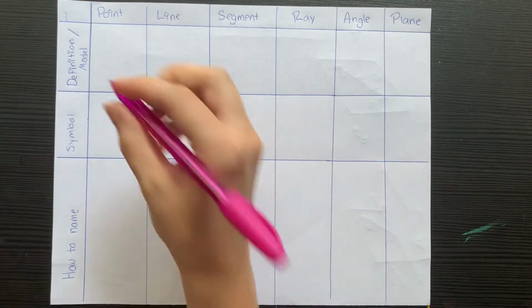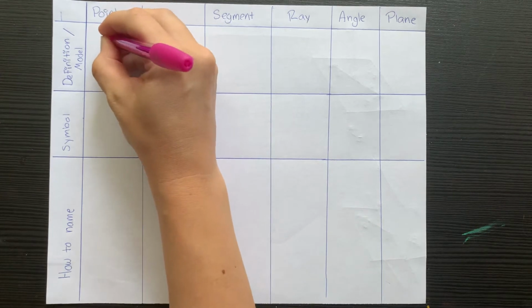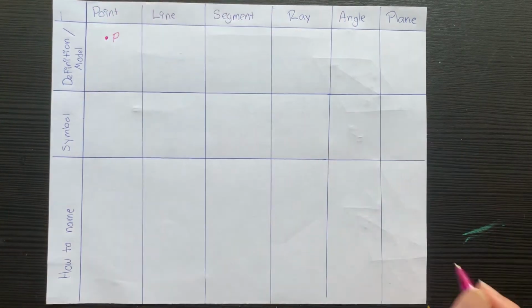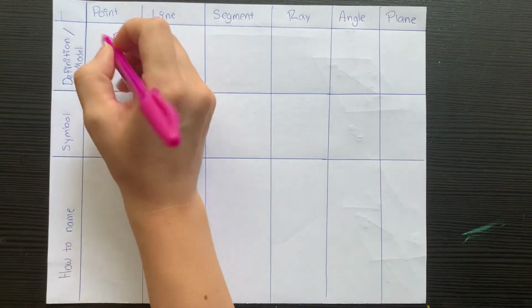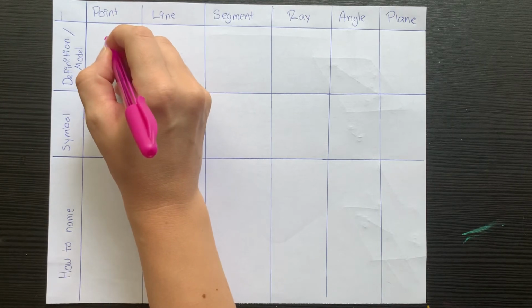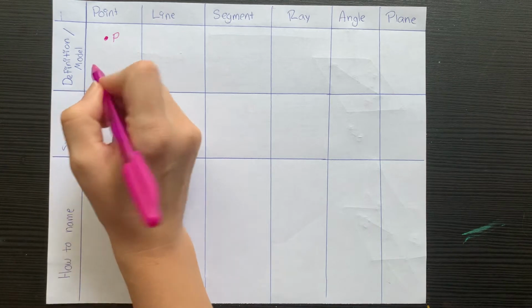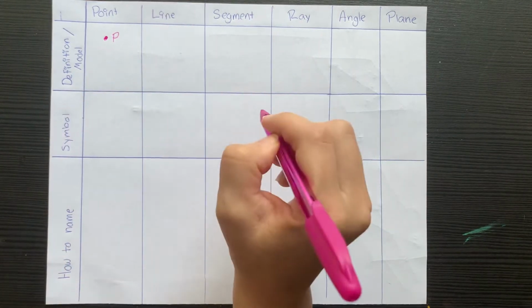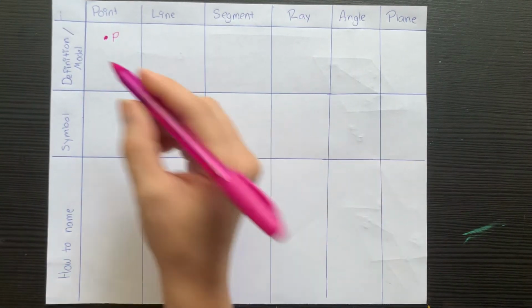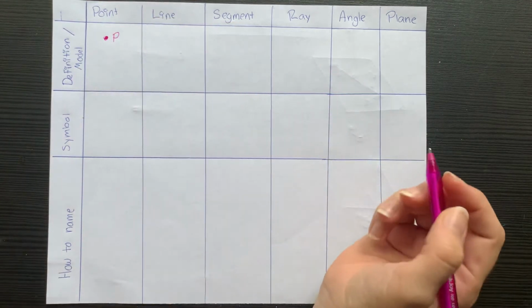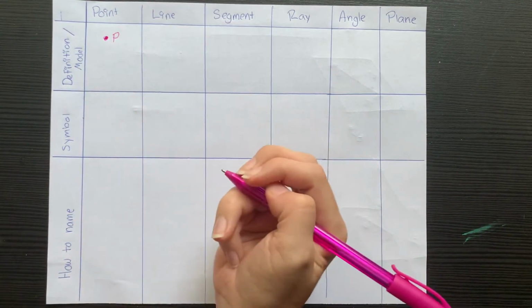Points are fairly easy. They look like this. It's a point. All right, it'll be a dot. All right, points are made when you intersect lines, right? So you draw two lines, they cross at a point, right? So it's kind of like a dot. The symbol, it doesn't really have a symbol in the name.